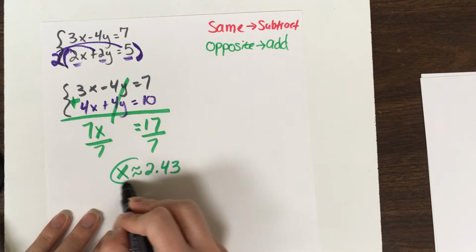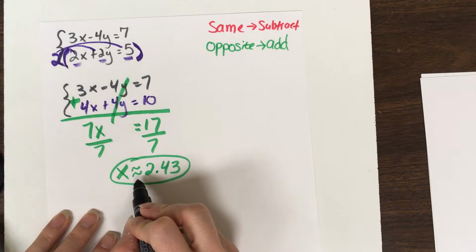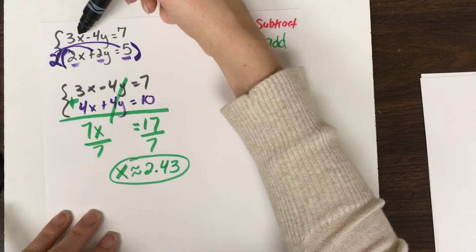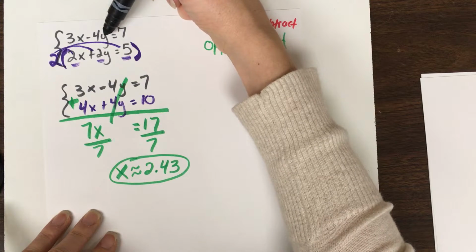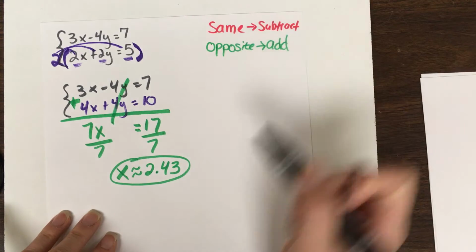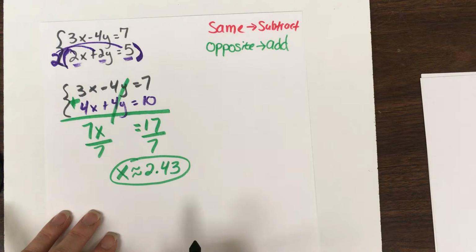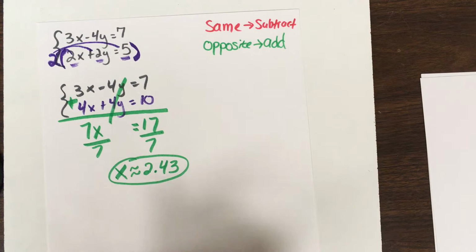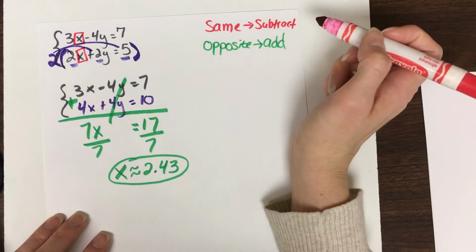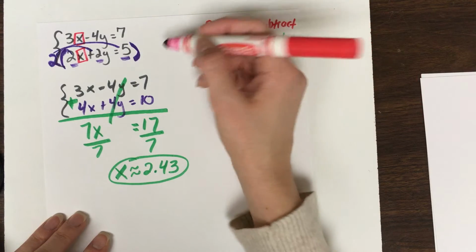2.43. Now, since I rounded this, at the end when I check my answer, when I plug it in for x, and then also when I get my y, it's not going to be exactly 7, it's going to be very close to it, and that's because I rounded down here. So now that we have that x equals 2.43, what I can do then is take that x value and I can plug it into either of my starting equations for x and then solve for y.